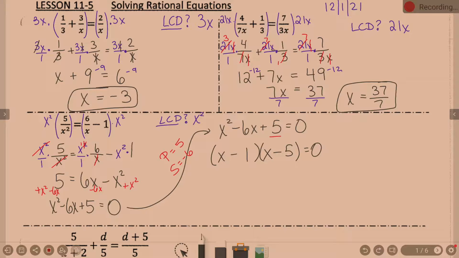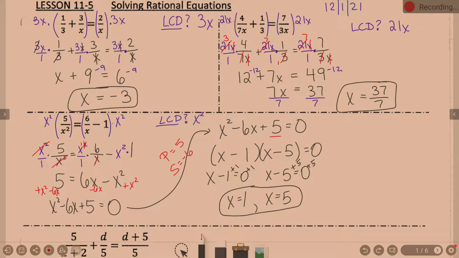And officially, this is an equation that's still equal to 0. So now if I have parentheses times parentheses equals 0, we're going to set each part equal to 0. So x minus 1 equals 0. X minus 5 equals 0. If it's x minus 1, add 1. If it's x minus 5, add 5. And we have solutions of x equals 1 and 5.